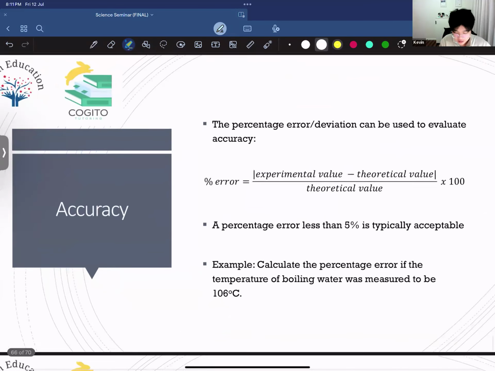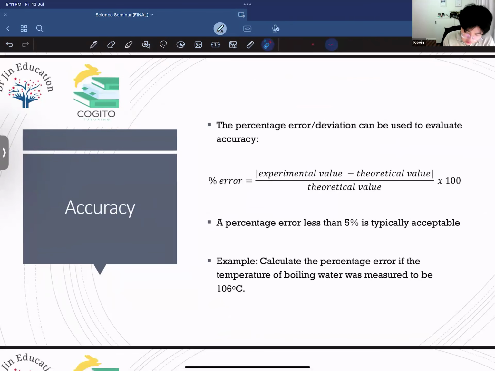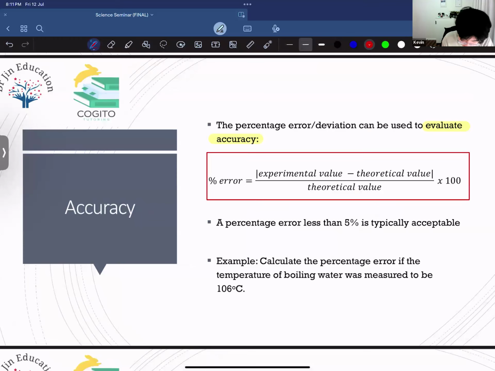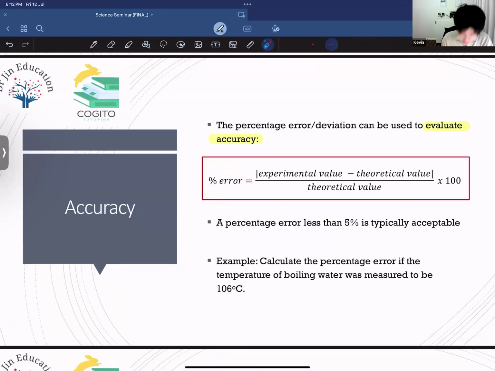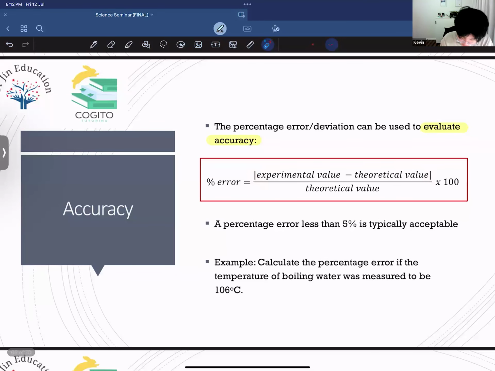Now, accuracy, a little bit more. The percentage error, or the deviation, can be used to evaluate accuracy. You can evaluate accuracy using a formula. This is the formula that we use a lot of the time. Percentage error is the experimental value minus the theoretical value. You put in an absolute value, so it's always positive, and then you divide by the theoretical value and times it by 100%. This formula helps you evaluate accuracy.